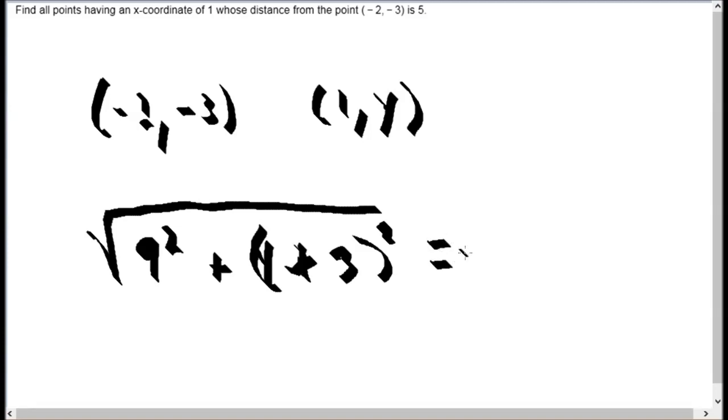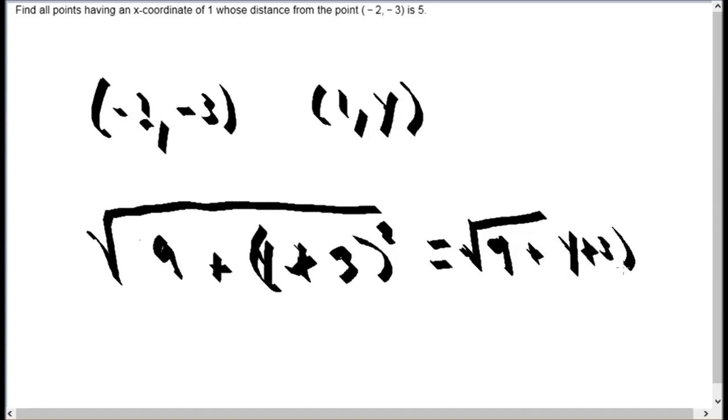Okay, if we go ahead and look at this, we're going to come up with an equation here. This part will be equal to the square root of, that's not 9 squared, since 1 minus minus 2 is 3. 3 squared is just 9. This should be just 9 inside here. Okay, that's all it's supposed to be. So we have the square root of 9 plus y plus 3 squared, and this is supposed to be equal to 5. The distance is equal to 5. Okay, let's take that equation.